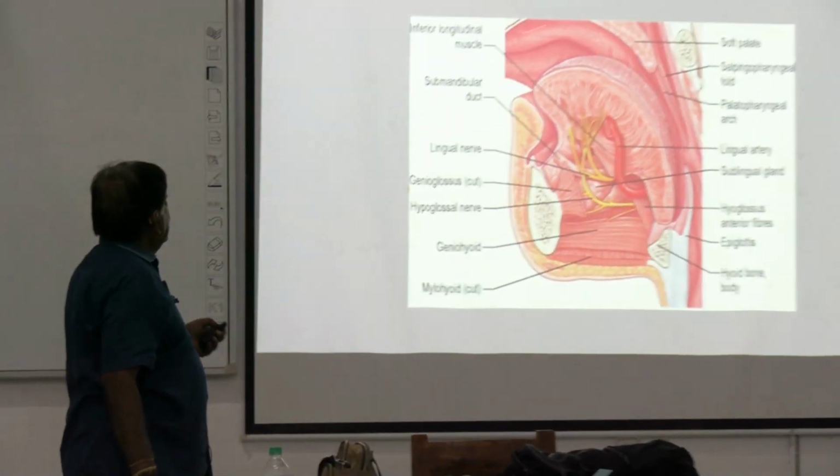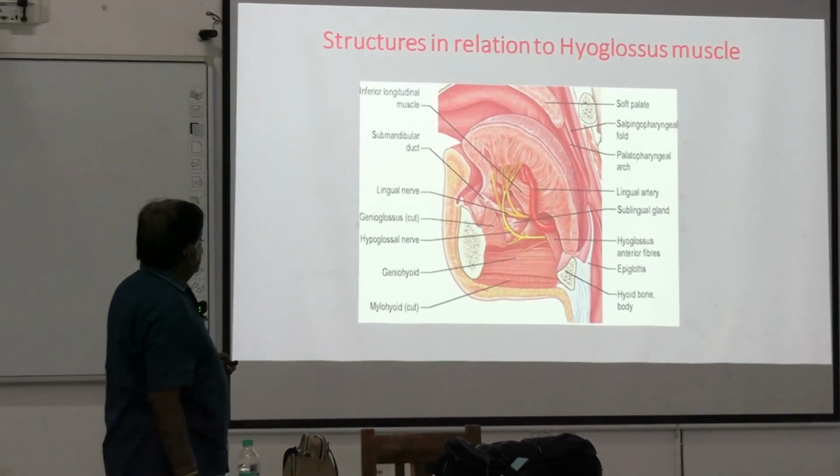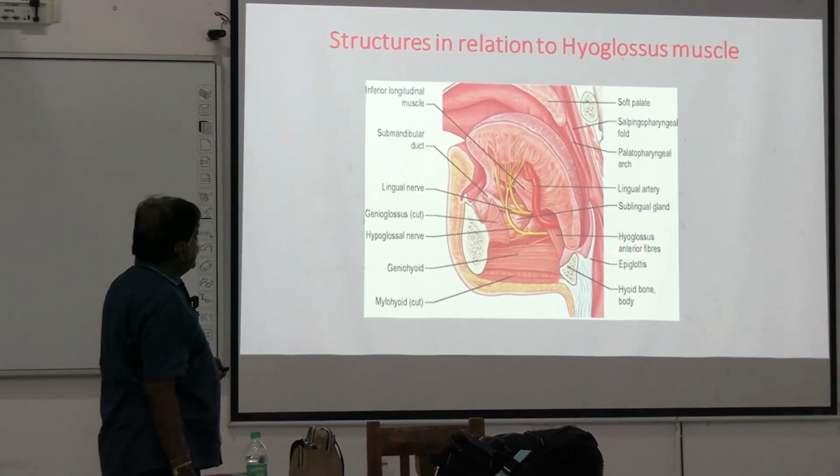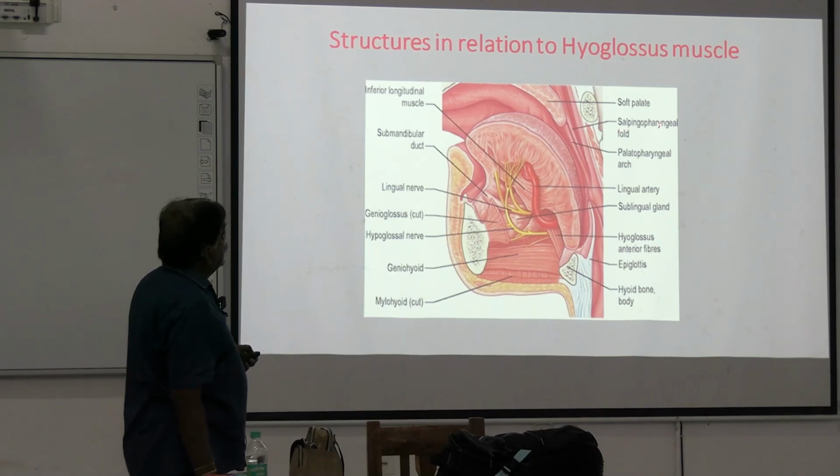Now, structures in relation with the hyoglossus muscle. This is the hyoglossus anterior fibers. This is the palatopharyngeal arch.